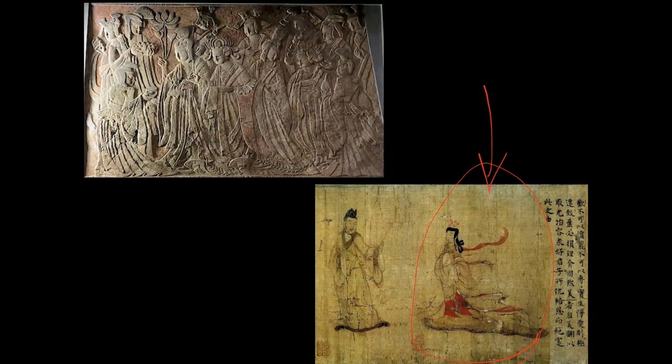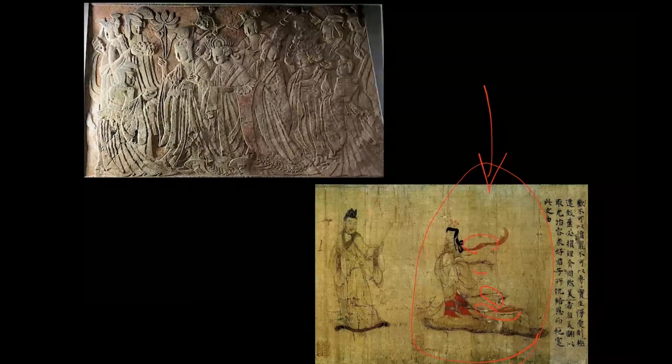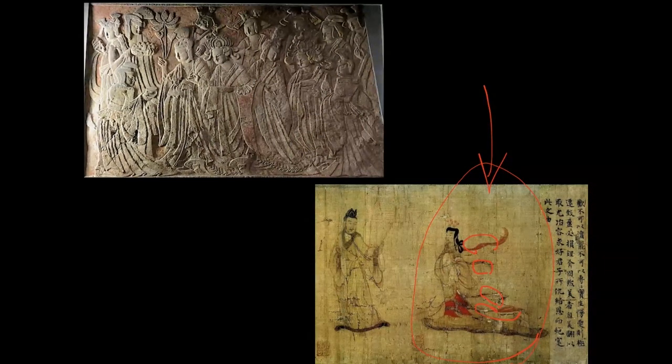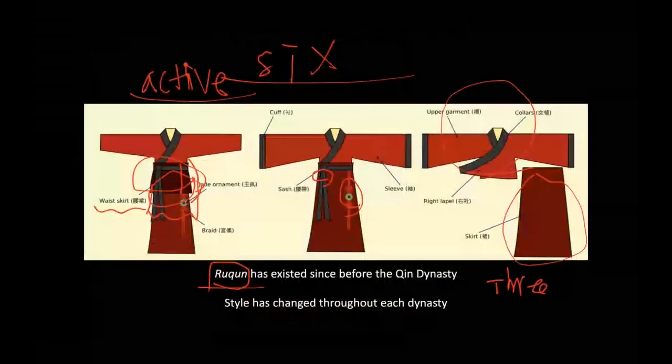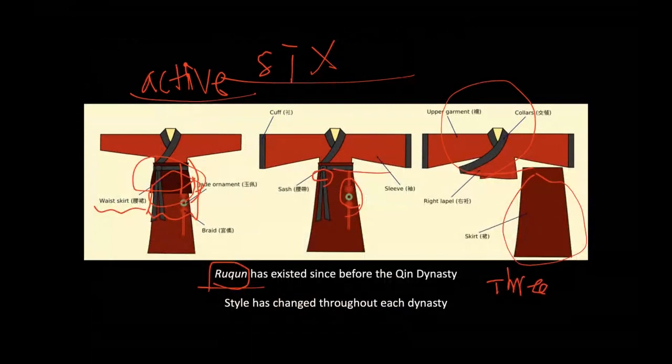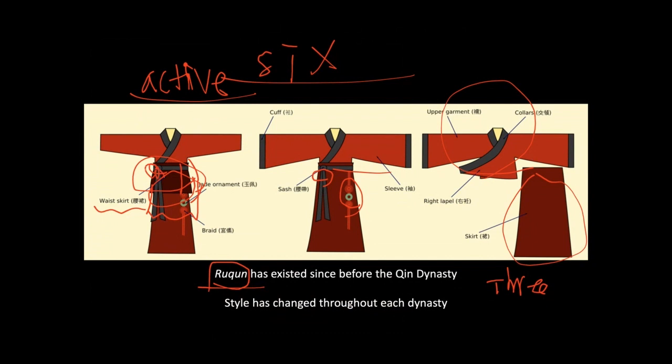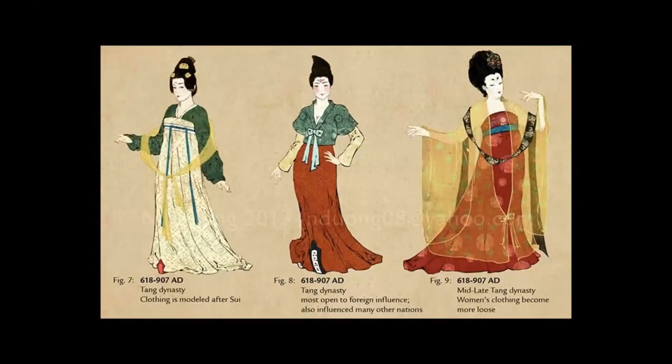And then sashes are also in multiple layers, right? You have 1, 2, 3, 4 sashes, because you need one for the original skirt, and then you may wear another one on the top with the waist skirt. So these are again the diagrams showing how you wear the ruqun style dress.